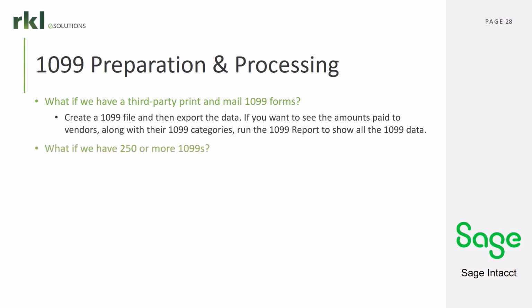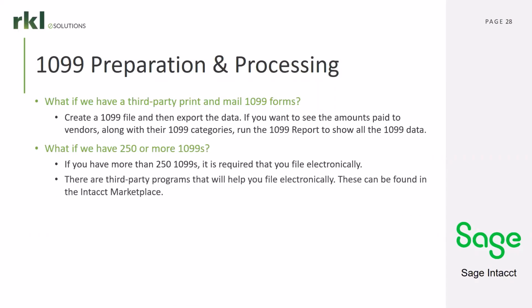What if we have 250 or more 1099s? If you have more, it's required to file them electronically. Answering that question that I brought up earlier for you guys, how do I know if I need to file electronically? I did confirm that it is still 250, although I have a feeling that someday in the future it may become less. There are third-party programs that will help you file electronically. These can be found in the marketplace. However, if that's intriguing to you, Tax Bandits, I believe, is one of those pieces in there. You may want to look towards that to have a smoother shot for next year.